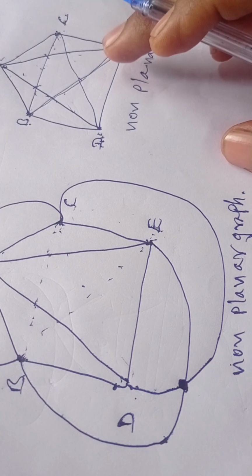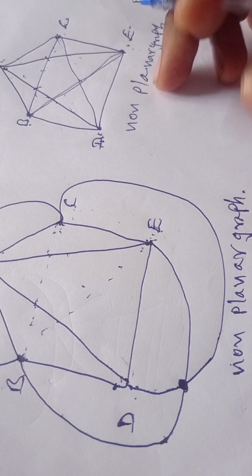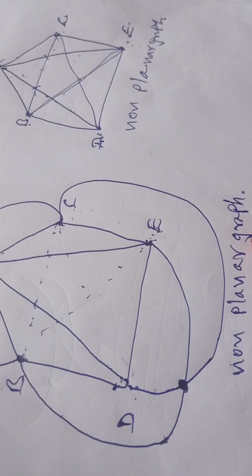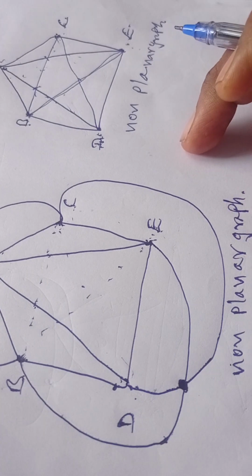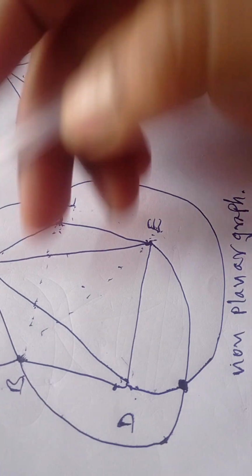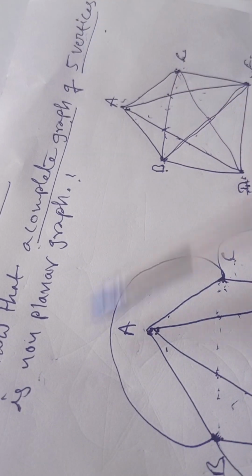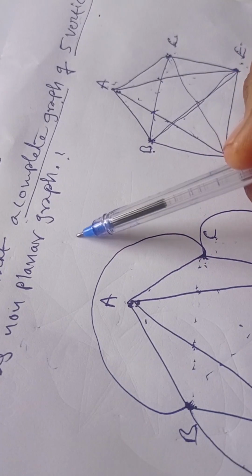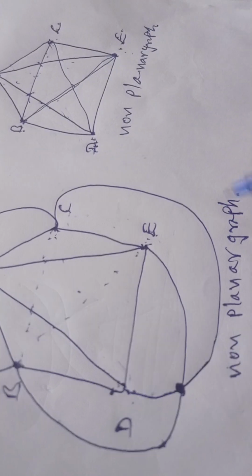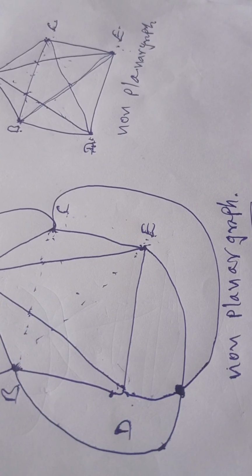This is also a non-planar graph, and in the other way also a non-planar graph. That is the example of a five-vertex non-planar graph. That's completed.